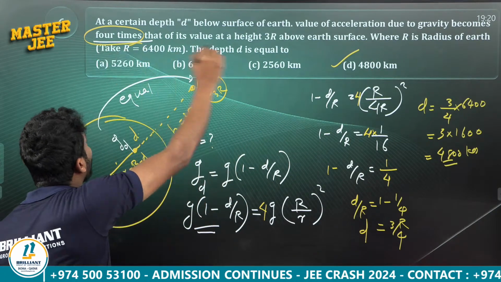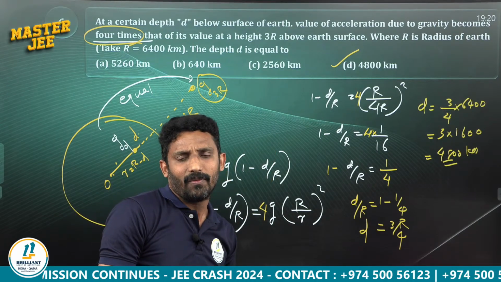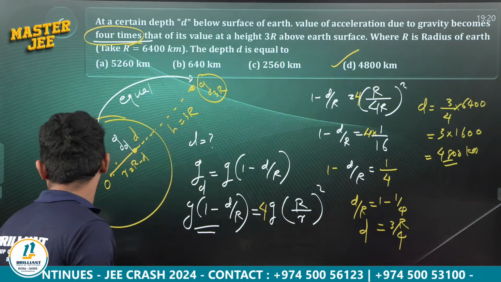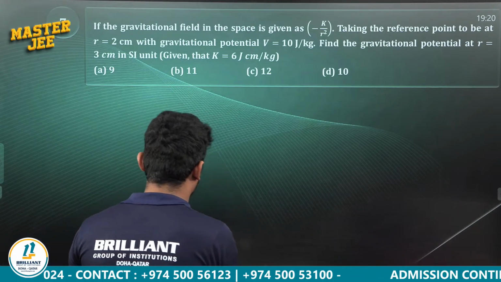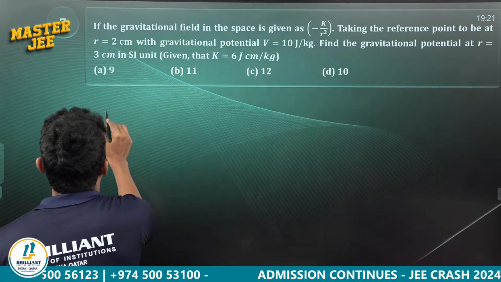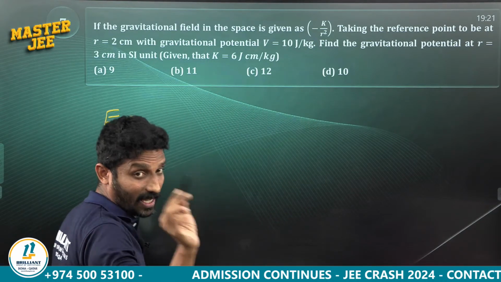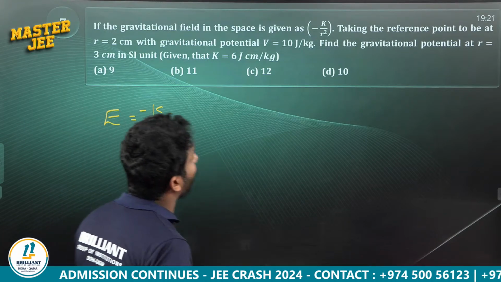Yes, this one is 4 times that height value, as given in the question. It's a very simple question, very simply done. Clear? The 7th one: if the gravitational field in space is given by the gravitational field intensity, taken as symbol E, equal to minus k by r square.